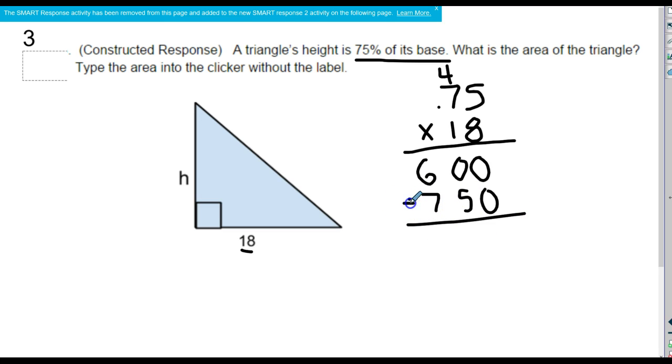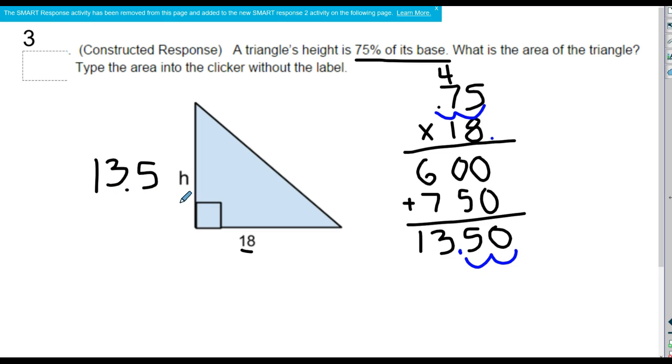I'll add these numbers all up. 0 plus 0 is 0. 0 plus 5 is 5. And 7 plus 6 is 13. Now I have to worry about my decimals here, and keep in mind that I moved this decimal 2 spaces. There's no moves there. So I have to move the decimal 2 spaces in my final answer. So that means my height is 13 and a half, or 13 and 5/10 units, whatever it might be.